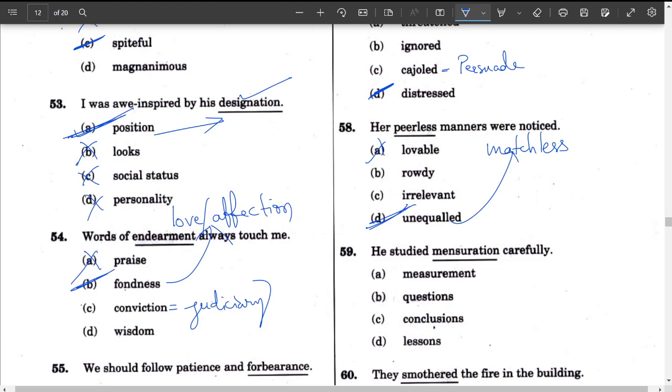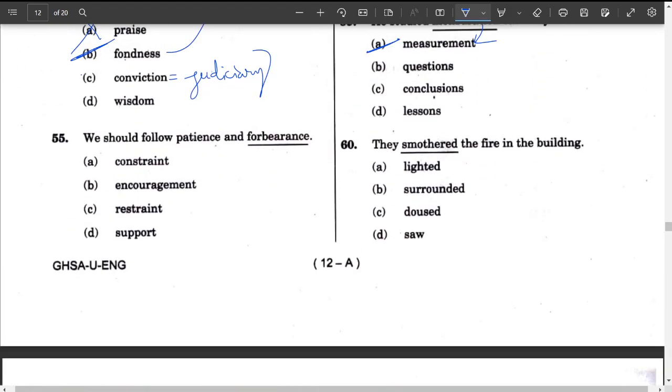Next, he studied mensuration carefully. Mensuration is nothing but related to measurements. That is the first one we have here. A is the synonym.